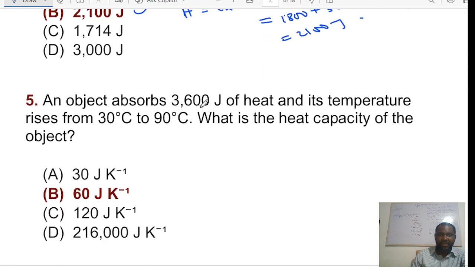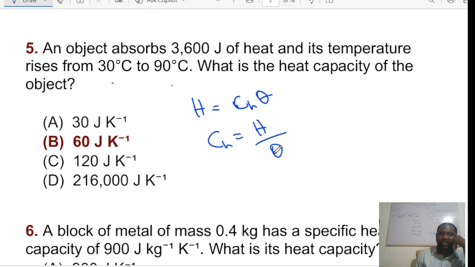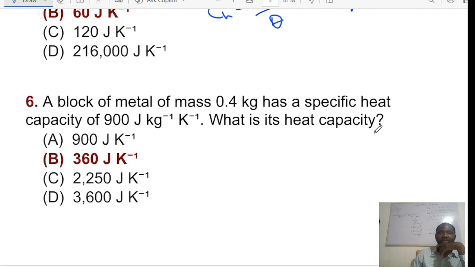Okay, that makes sense. Now number 5 says an object absorbs 3600 joules of heat and its temperature rises from this to this. What is the heat capacity? Like I said, heat is equal to the heat capacity CH times temperature change. So now the heat capacity will just be heat over temperature change. The heat is 3600 joules. The temperature change from 30 to 90 is 60, because 90 minus 30 is 60. So this cancels out and we are left with 60. So this is 60 joules per Kelvin. Makes a lot of sense.